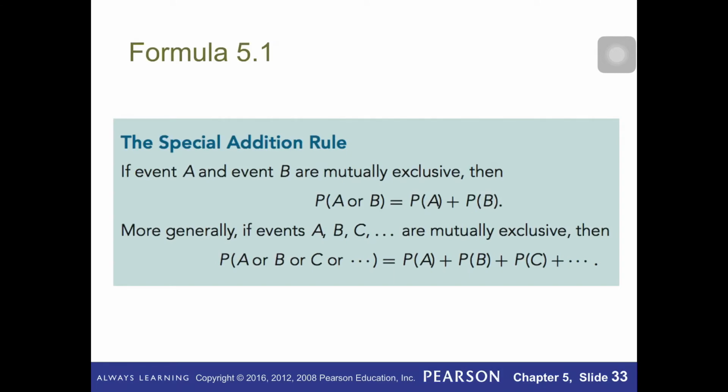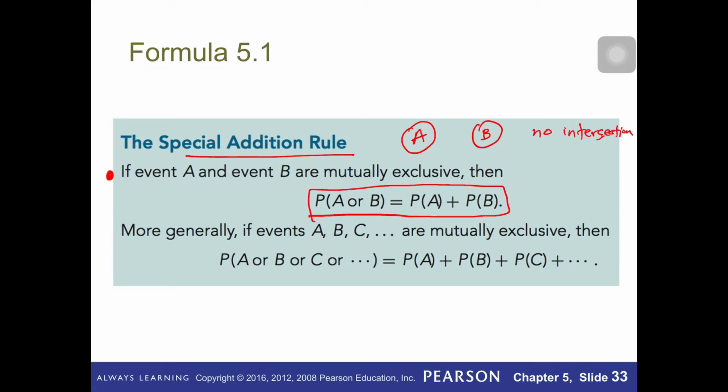Special addition rule, one of the most important rules in statistics. Suppose that events A and B are mutually exclusive. Mutually exclusive means this is your event A, this is your event B, and there is no intersection, no common area. So you can write the probability of A or B using this equation: probability of A or B equals probability of A plus probability of B. That is why we call it the special addition rule.